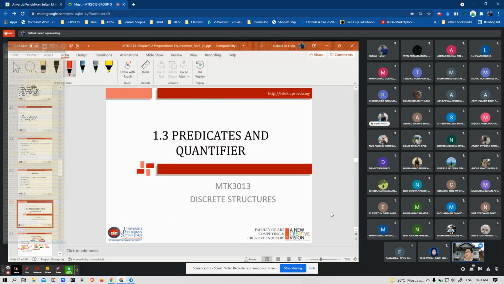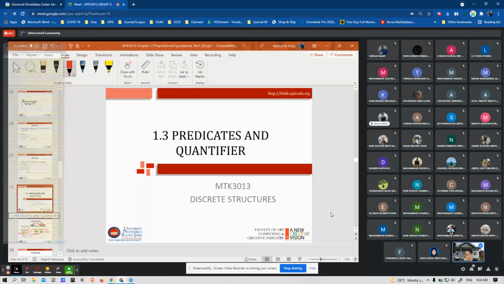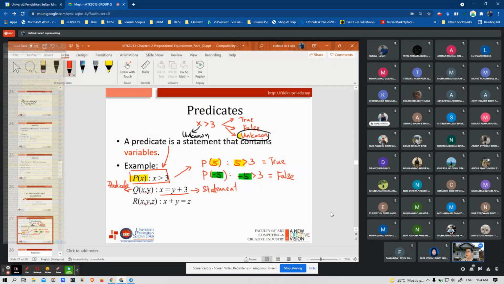Okay, we continue to chapter 1.3. This one is predicate and quantifier. We want to quantify the predicate. We want to measure the predicates. Okay, the predicate x is greater than 3. They have three Boolean indicators. First one is true. Secondly is false. Thirdly is unknown. A predicate is a statement that contains variables.